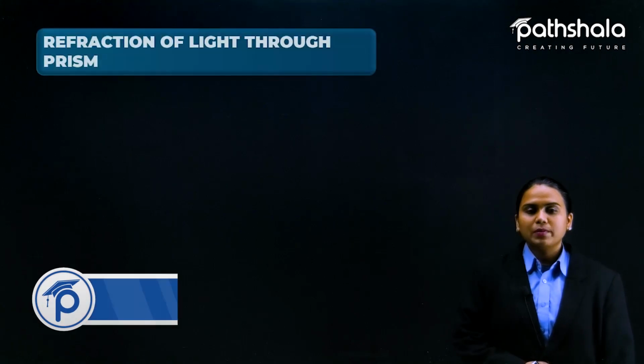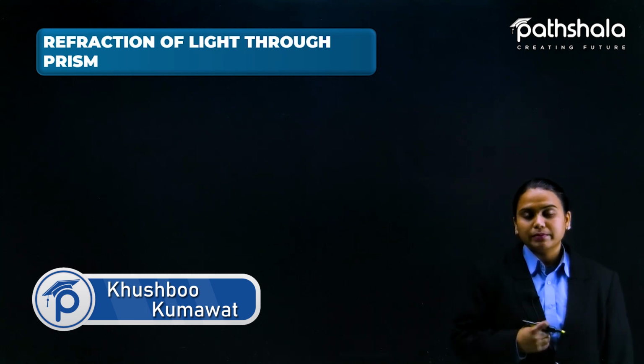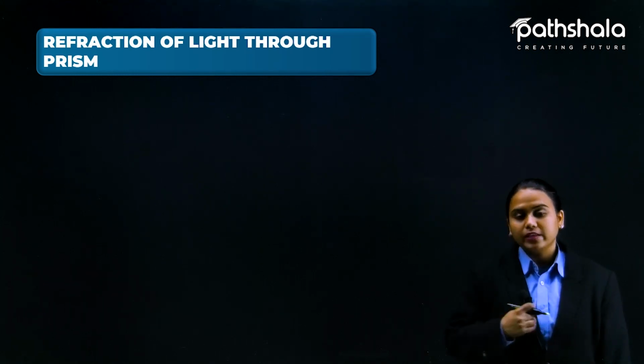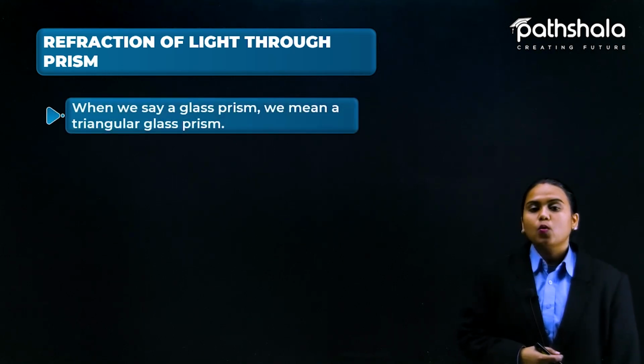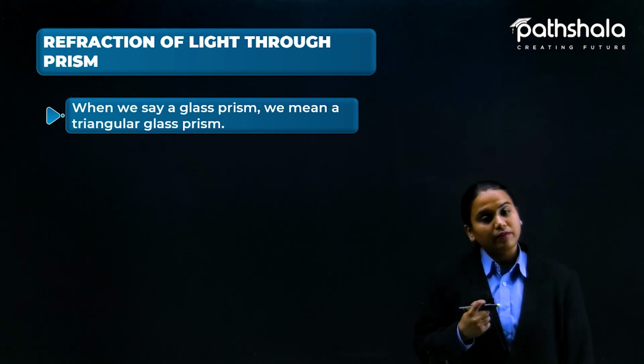Students, our next topic is refraction of light through a prism. Prism is a very important topic for the syllabus, and it is a very interesting one also. You know that white light consists of 7 colors.